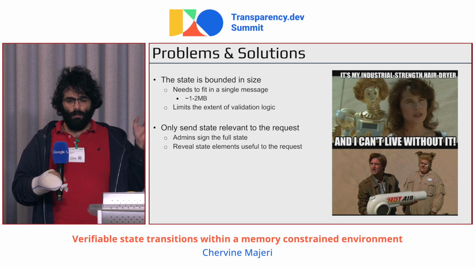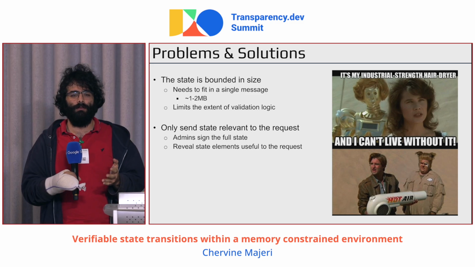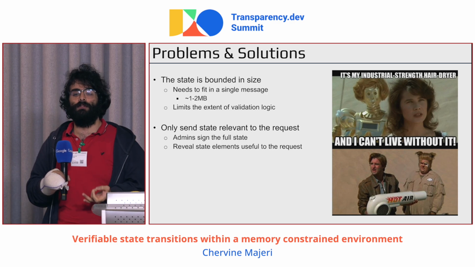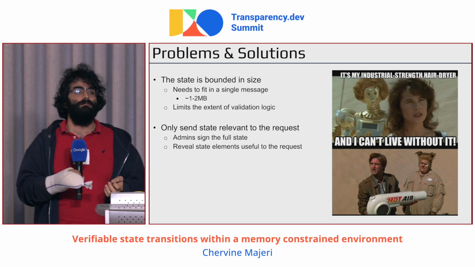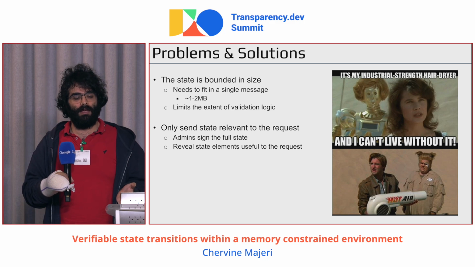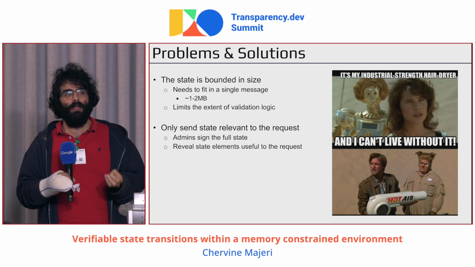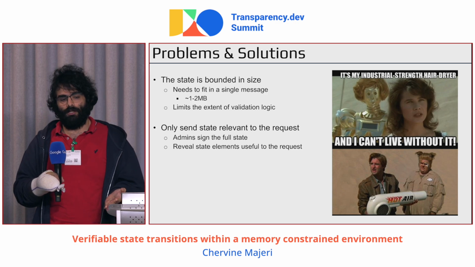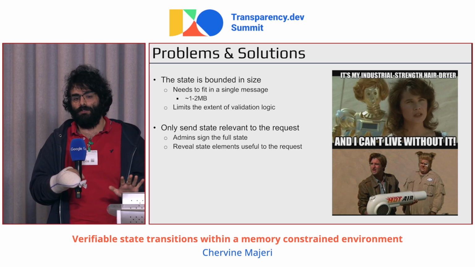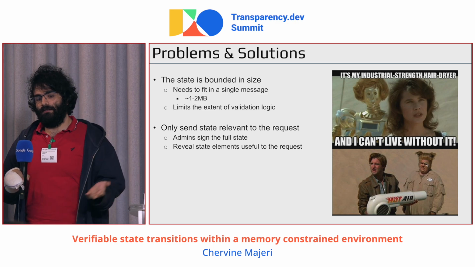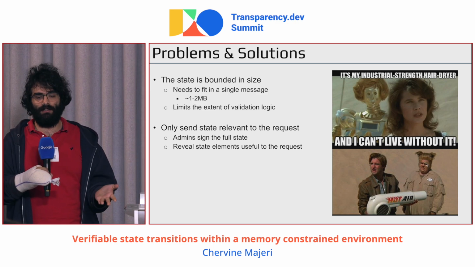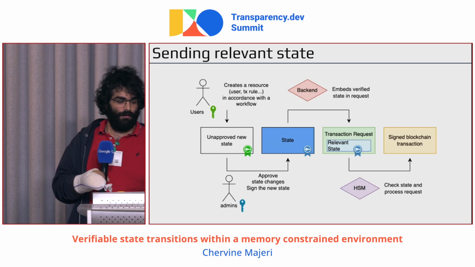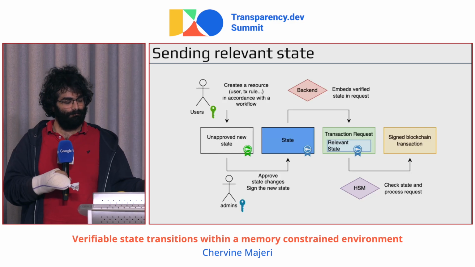So we want to trim that down. For every request, instead of sending the entire state, we want to send only the relevant parts of the state. For instance, imagine a transaction that only 3 users need to approve. You don't really need to send the 10,000 users. You just send the 3 users. You say, oh, OK, so those guys are in the state. And you send them. The HSM verifies that they're in the state. And you're done. And that's kind of this model. We only send the relevant state.